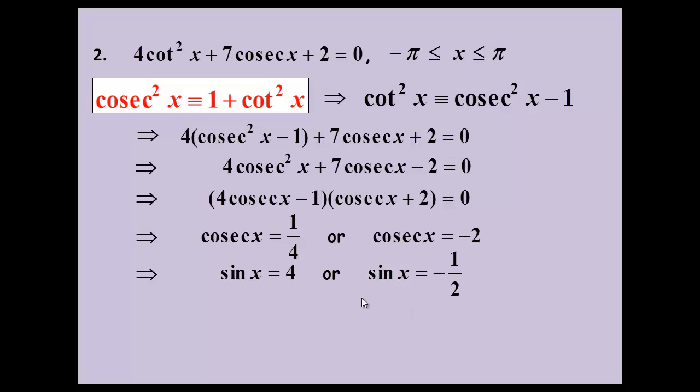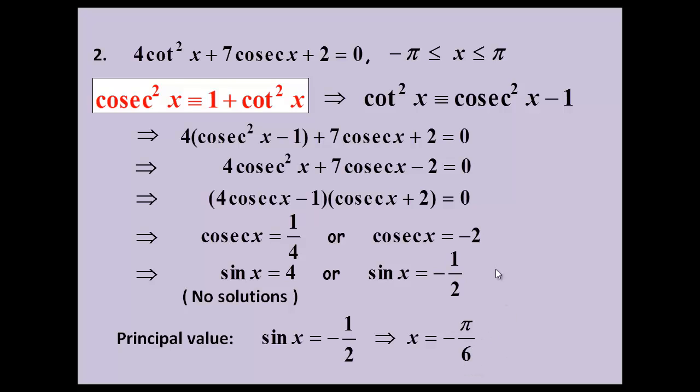This time, what do you notice? Well, hopefully you spotted that there's no solutions for sine x equals 4. You should know that sine x only has values between -1 and 1. So we can ignore that one. Always write down no solutions and then solve for the other value, which is -1/2. The first value we get, note that we're in radians, note that we're between -pi and pi. So our first value is -pi/6. That would be the principal value.